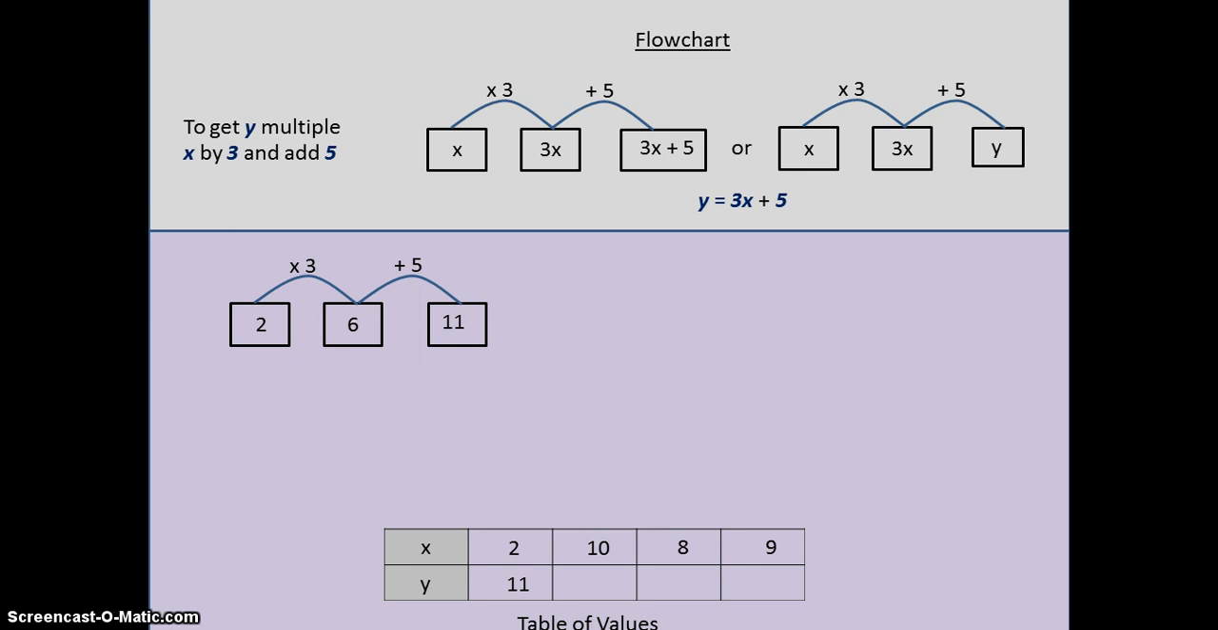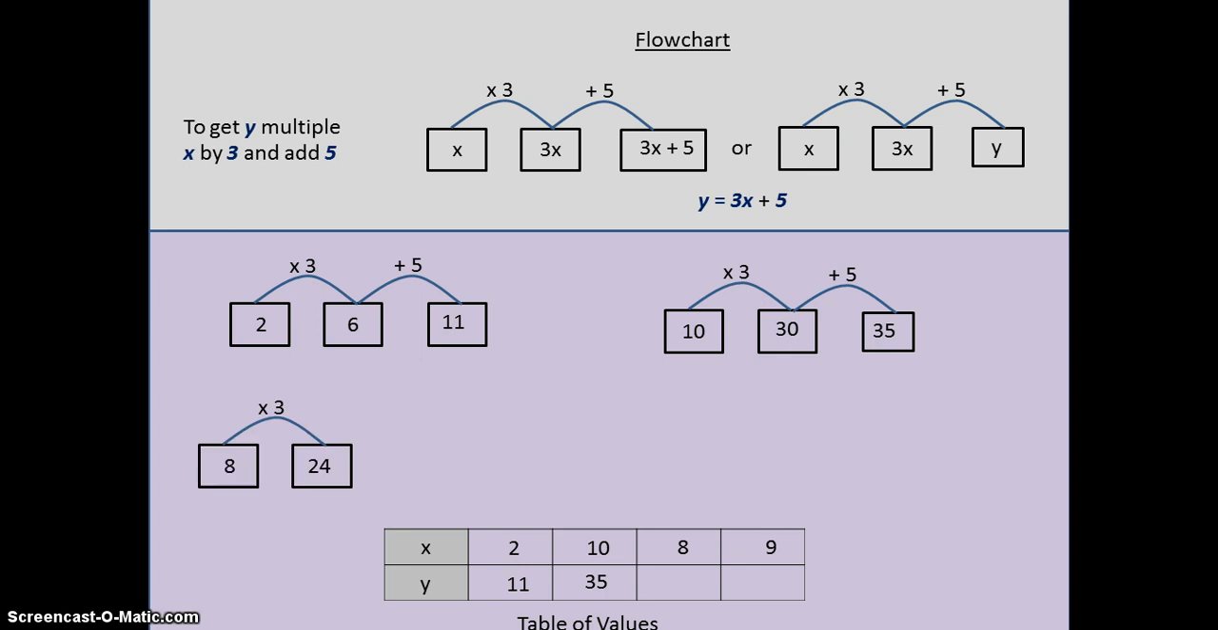Okay, let's try our next example, x equals 10, so we multiply that by 3 to give us 30, we add 5 and we get a value of 35 for y. Try it again, x equals 8, and when we multiply that by 3 we get 24, add our 5 and we get y equal to 29.